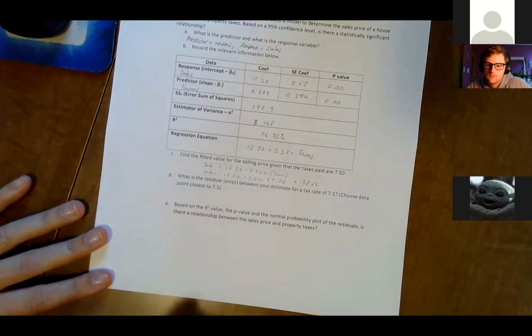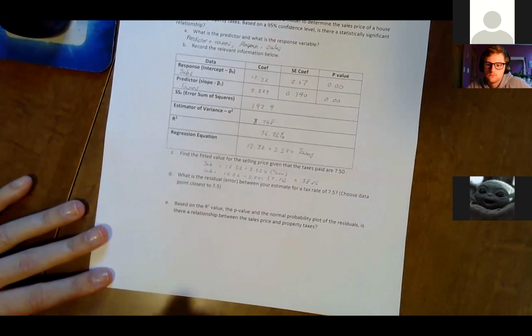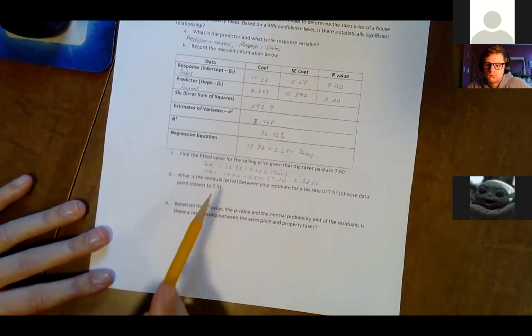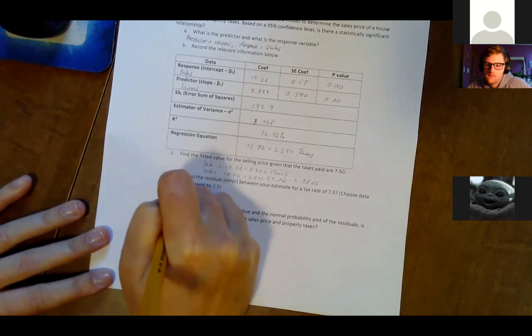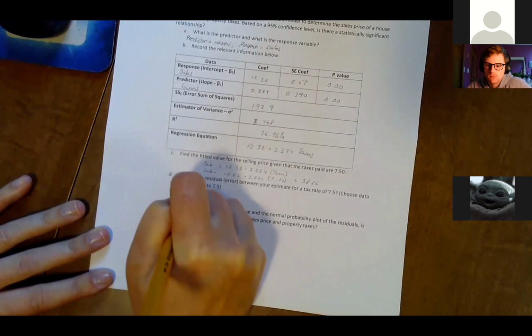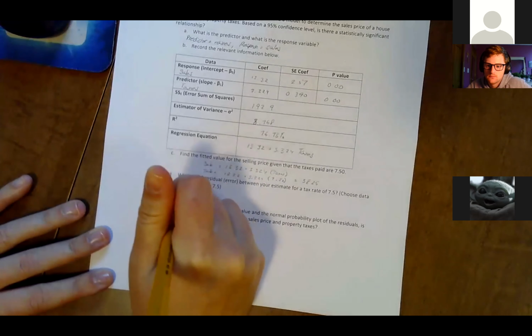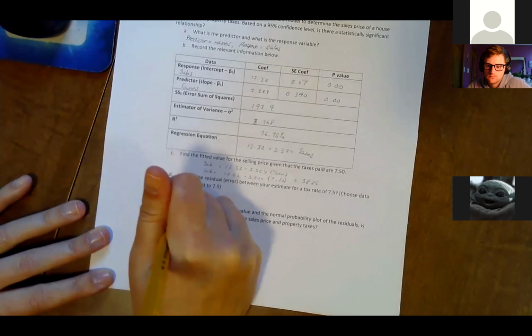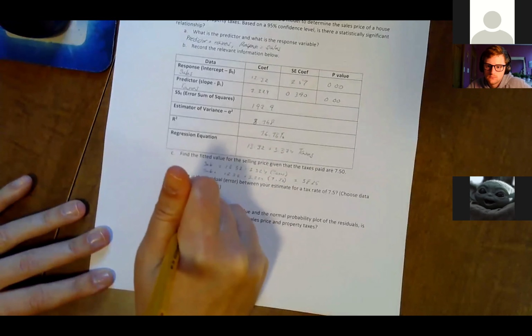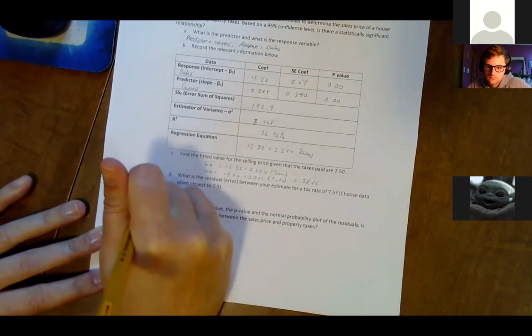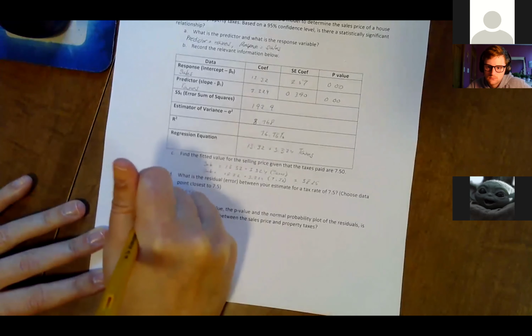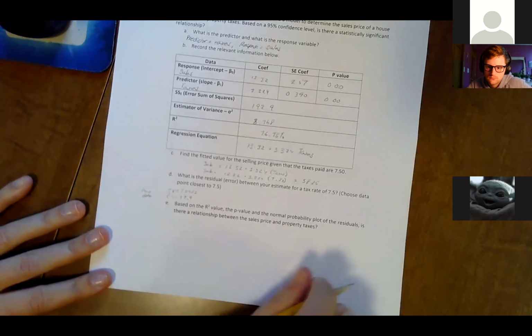Now, in my raw data, it says, what's the residual error between your estimate for the tax rate of 7.5? And I'm going to compare that to the raw data. I don't actually have something that's exactly 7.5, but I did have a data point in the raw data that said x equals 7.5422, and that was for a sales price, or a y, of 37.9. So this was my raw data. And I find that in Minitab, okay?